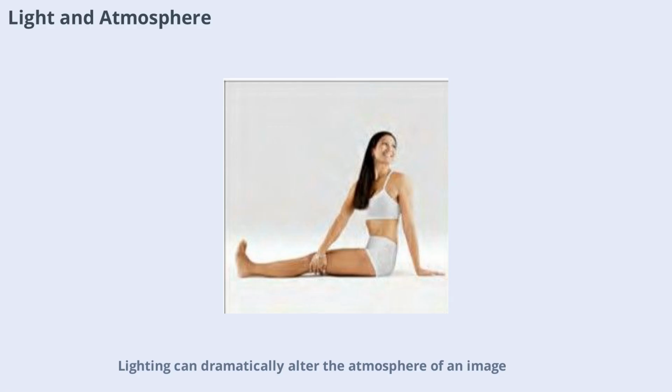Lighting can dramatically alter the atmosphere of an image. In this scene, notice how the use of light and shadow creates mood and depth. Whether it's a soft glow or a stark contrast, lighting choices can transform the way we perceive the story. Consider how the atmosphere changes with the play of light.